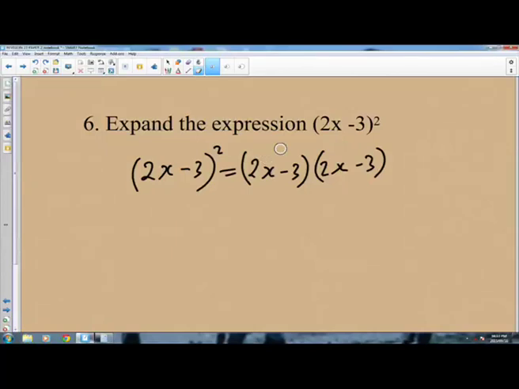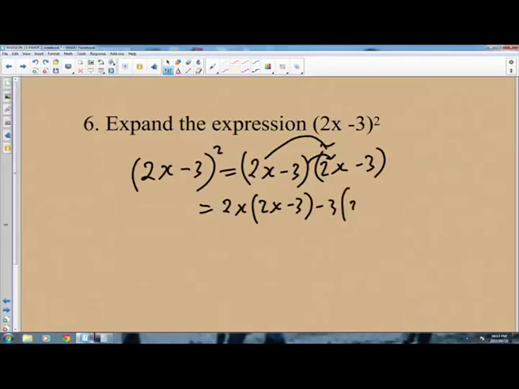We will take the 2x and multiply the term inside the second bracket, which is 2x − 3, by 2x. So all in all, we will have 2x times (2x − 3). And then multiply the term inside the second bracket also by −3, so it will be −3 times (2x − 3). Now we have 2x(2x − 3) − 3(2x − 3).